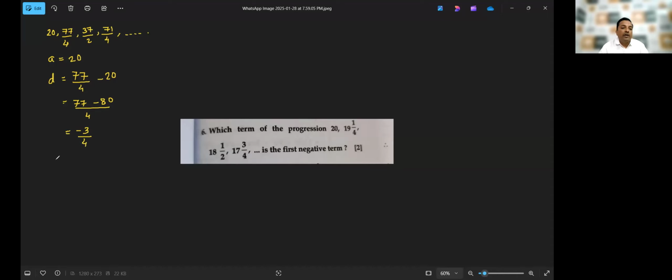So we have to find the term, that is an. Which term is it? It should be negative. an is a plus n minus 1 and d. The value of a is 20. We have to find that term n. And d should be minus 3 by 4.